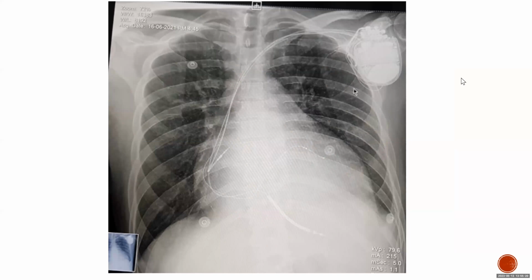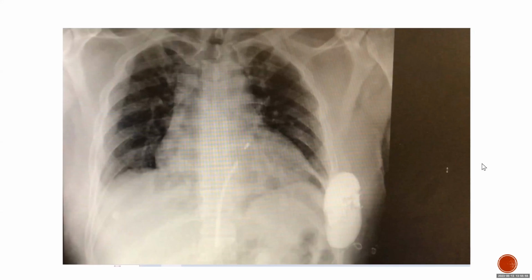CRT-D, exactly. So this is CRT-D. Why did we say CRT? Three leads. Everyone sees that. This is the right atrial lead. This is the RV apex lead. This is the LV lead. CRT. And then because of this coil, we said it has the ICD function. So it's a CRT-D. Good.